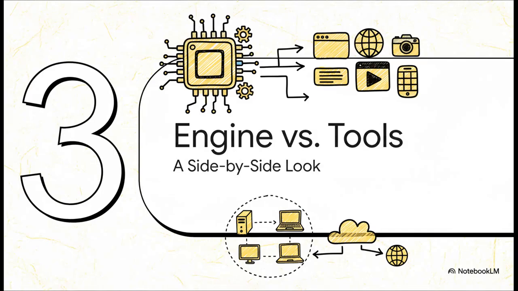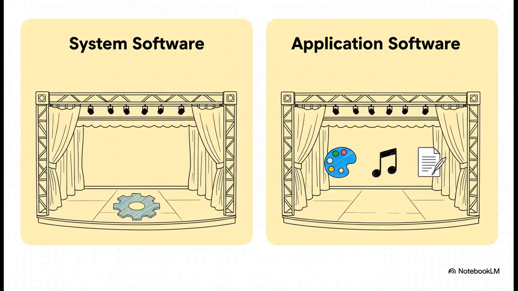Okay, so we've got the engine and we've got the tools, the foundation and the furniture. Now let's just put them side by side for a second, just to make the difference totally crystal clear. Here's the core difference, right here. System software runs the whole show and creates the platform. Application software is what runs on that platform to help you do something.